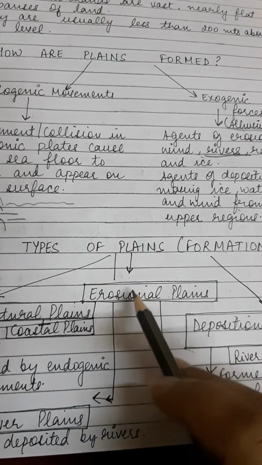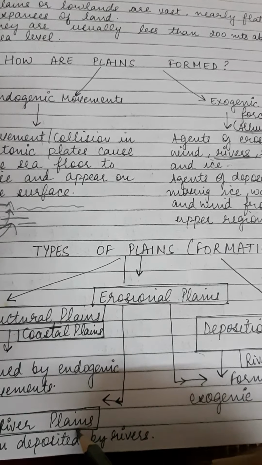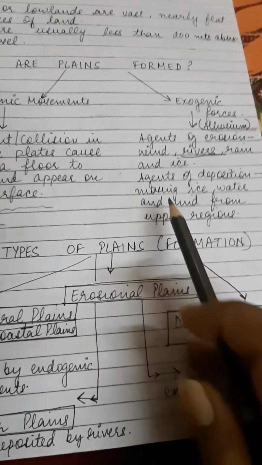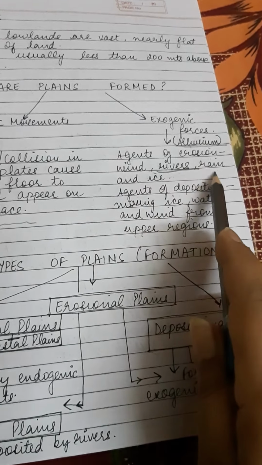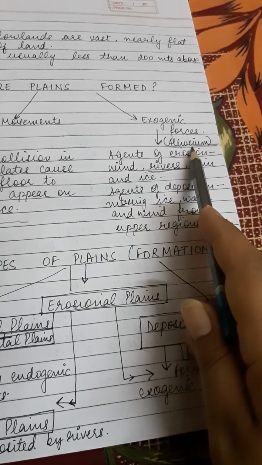Next we have erosional plains. Erosional plains can also be called river plains because these are formed by the agents of erosion, that is wind, rivers, rain and ice. These agents of erosion bring down with them alluvium.